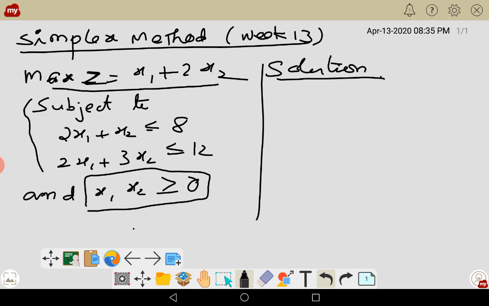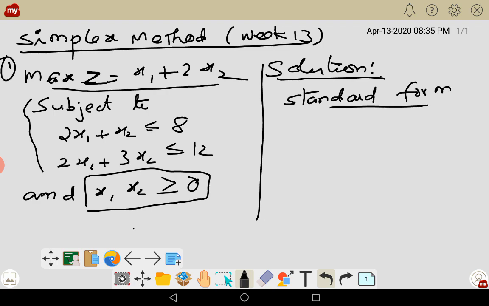So let us discuss how to solve this problem. Let us start the solution here. The first example for this week is given here. What is the first step? The first step is to write the given problem in its standard form. What do you mean by the standard form of a linear programming problem?